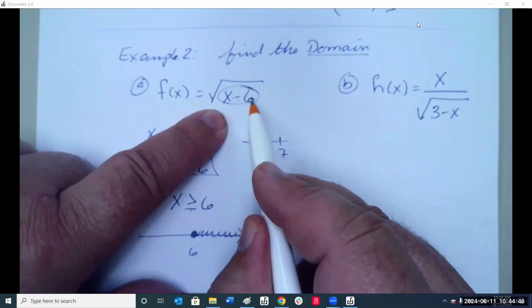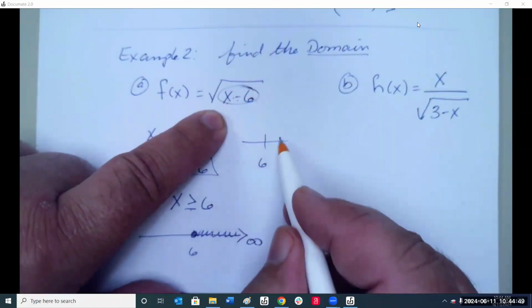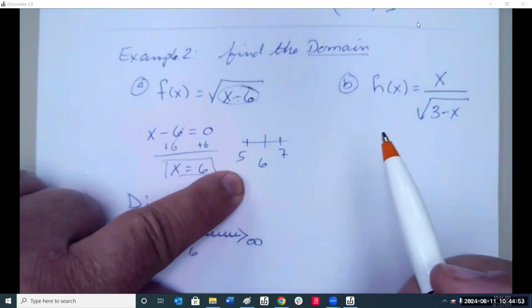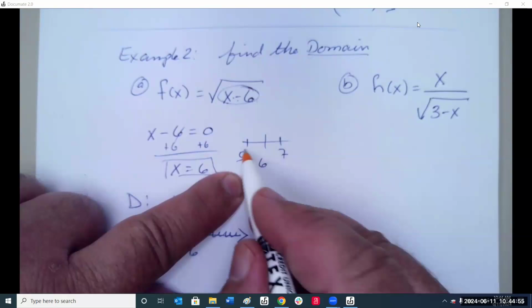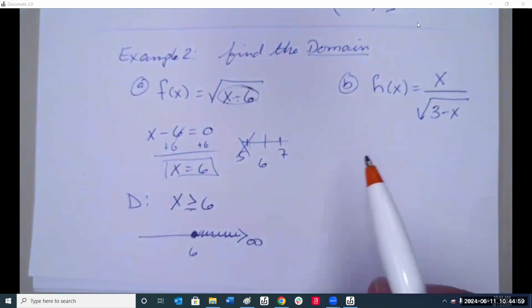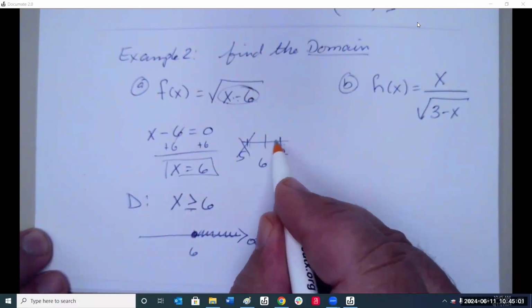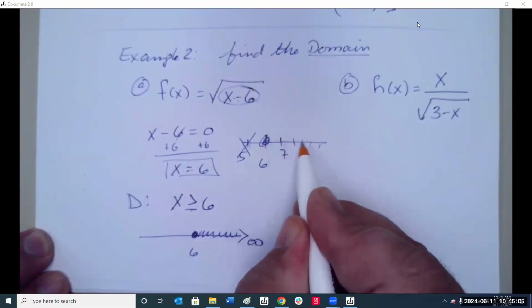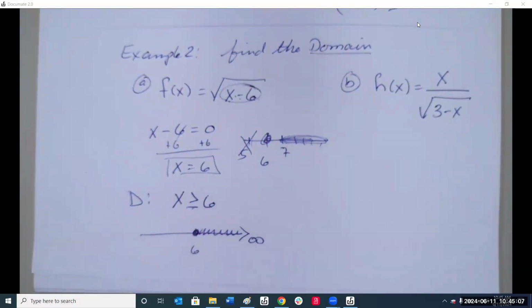7 minus 6 is what? It's the square root of 1. If I went this way, 5 minus 6 is... I can't go there because I can't have negatives inside there. So I know if that's right, then all of these here are right. So it's going like this. So x is greater than 6, equals 6.